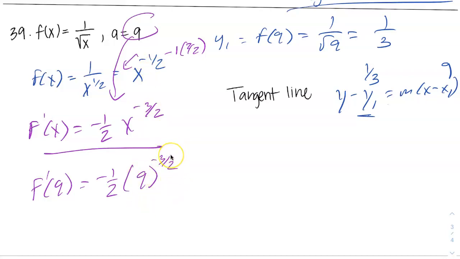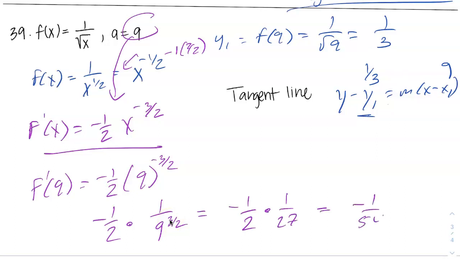First, it's a negative exponent, so let's flip it. Negative 1/2 times 1 over 9 to the 3/2. Right? You just flip it, nothing else changes. Now the way you do 9 to the 3/2, you always want to do the root first, make it smaller. What's the square root of 9? 3. Now what's 3 cubed? 27. This is negative 1/2 times 1 over 27, which gets us negative 1 over 54.